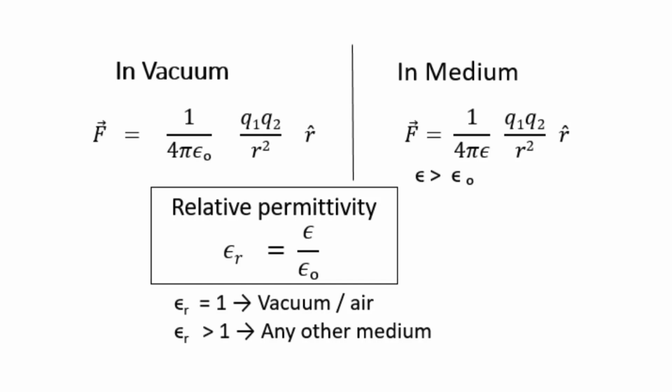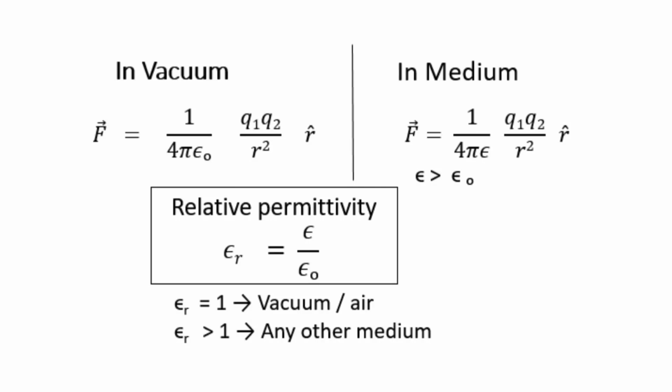Here, Coulomb's law in vacuum is written as F vector is equal to 1 by 4 pi epsilon naught Q1 Q2 divided by R square R cap. R cap is the unit vector from one charge to the other.